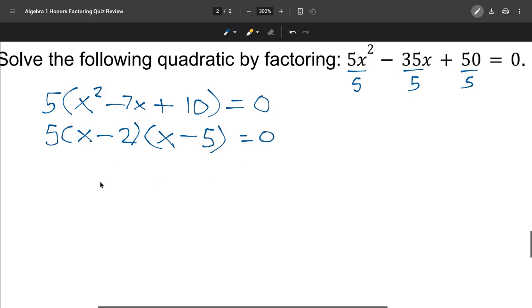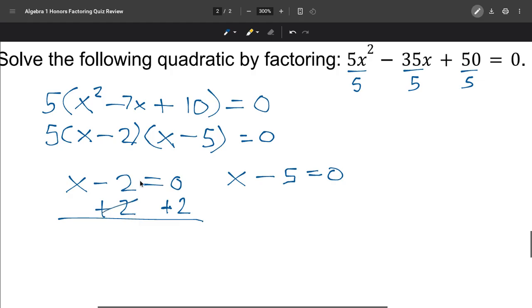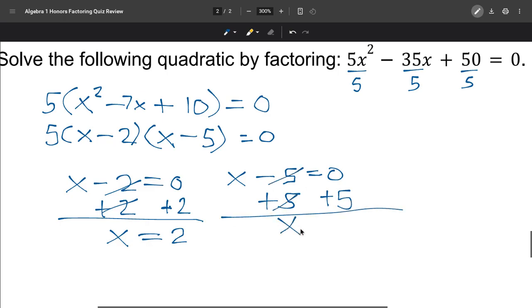That's equal to 0. So now we set each of the factors equal to 0, so x minus 2 equals 0, x minus 5 equals 0. We'll add 2 to both sides here. 2 minus 2 is 0, so we get x equals 2. Here we'll add 5 to both sides. 5 minus 5 is 0, so we get x equals 5 as our other solution. So our two solutions here are x equals 2 and x equals 5.